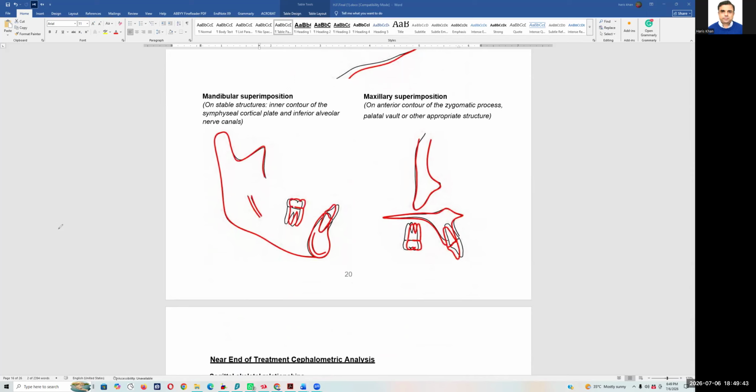So you can do a good hand tracing versus a dolphin. I believe that they get equivalent numbers. WebCEF, then go for ascent plane superimposition. As I said, that WebCEF is not good in structure superimpositions, right? There are other software like AutoCEF, but I haven't seen candidates coming up with superimpositions from those softwares.